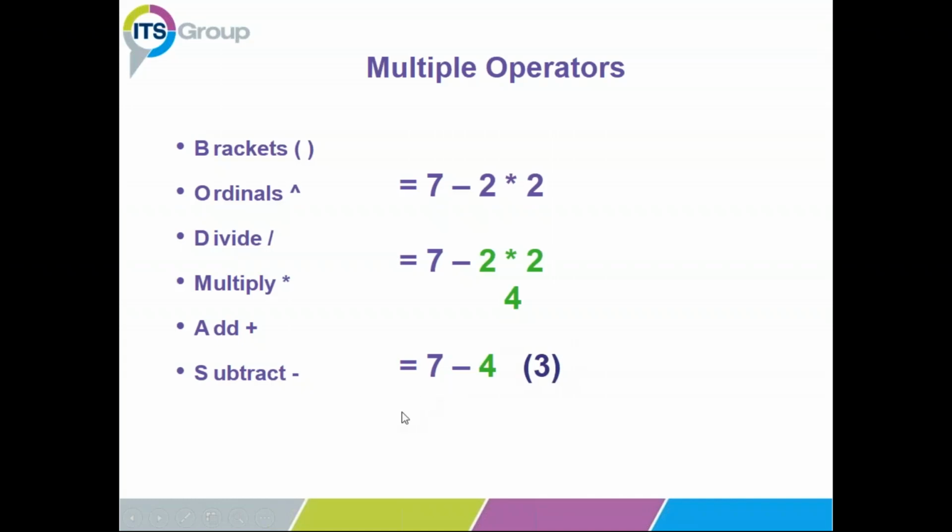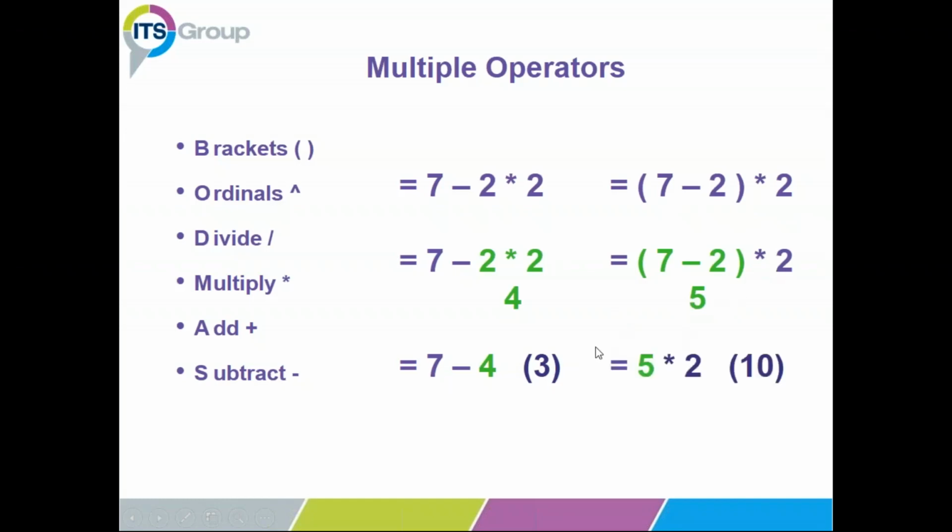And what a lot of you are saying there is we need brackets. Because brackets are always calculated first in a formula, if we said do that bit first, work out what 7 minus 2 is first. So 7 minus 2 would give us a subtotal of 5. And then all that's left is that 5 times 2, which gives us that correct answer of 10 that we're looking for.